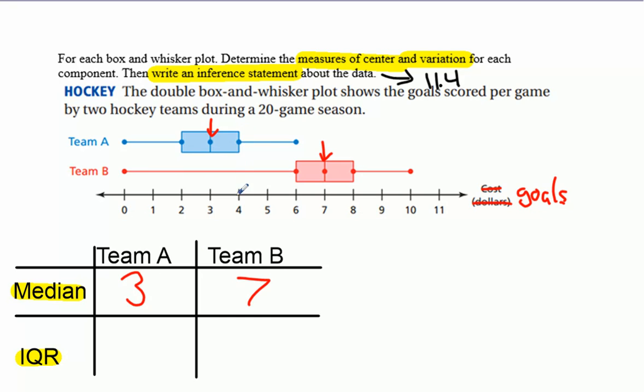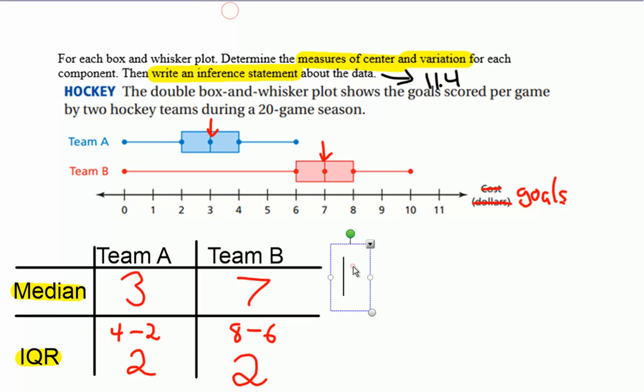You're going to find the end of the box, the third quartile, and you're going to find the beginning of the box, or the first quartile, and you're just going to subtract them. And I get 2 here, and then here, 8 minus 6, and I'm also going to get 2 here. Very interesting.